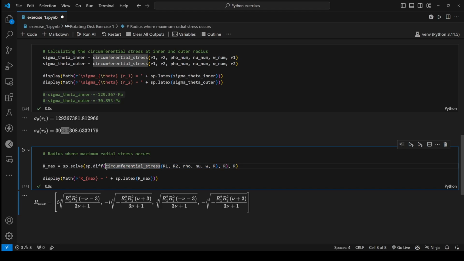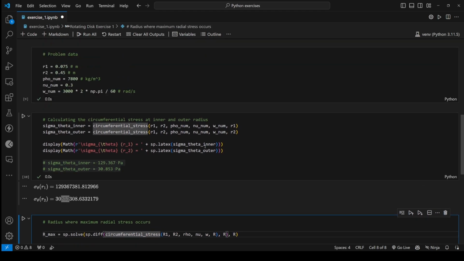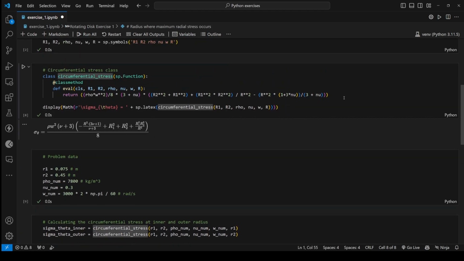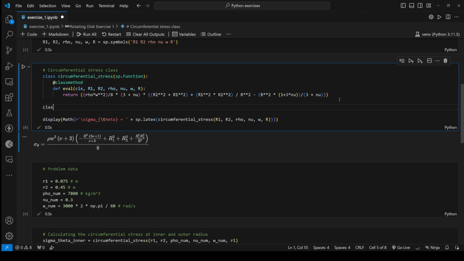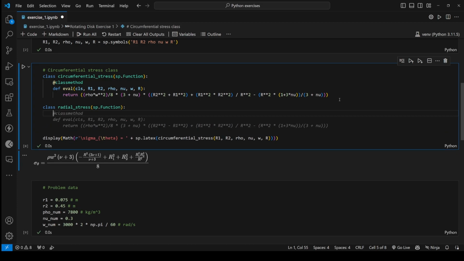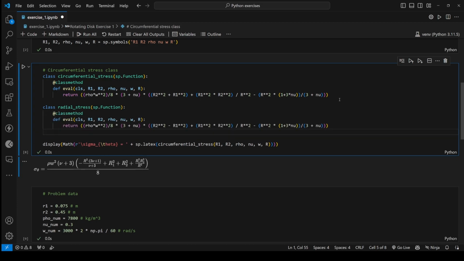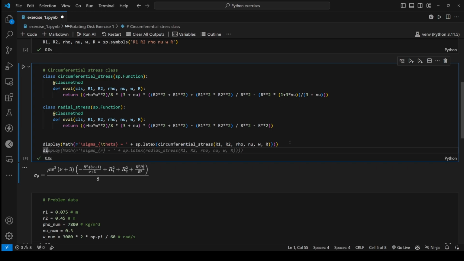We haven't written the equation for the radial stress, but we could write it and see what's happening here. So let's go back here and let me write down the equation, the class for the radial stress. And then I'm going to have a class method. So in the terms, this is going to be plus, and this is going to be minus, and then this is going to be minus this one here. It's very easy to remember. Yeah, and then I can display them both here. There you go.